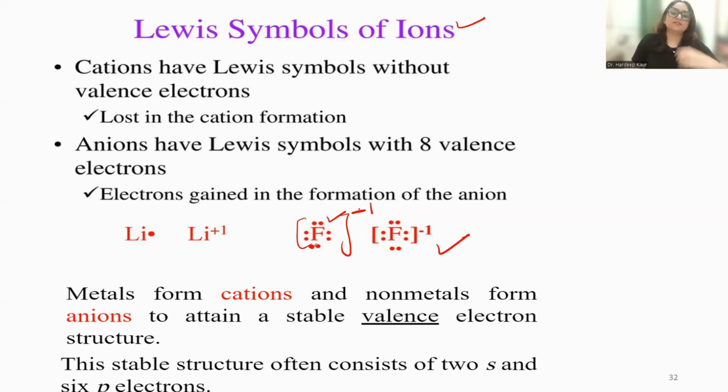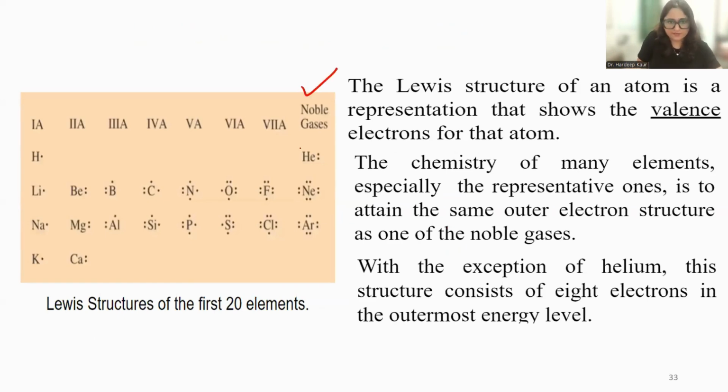The stable structure often consists of 2 s and 6 p electrons. You can check here if it is a noble gas configuration: 2, 4, 6, 8 electrons. Here I have given the valence electrons of some 20 elements. This is what we are learning about the Lewis dot structure. With the exception of helium, this structure consists of 8 electrons in the outermost shell. Helium doesn't have 8 electrons, so this is the exception to the octet rule.